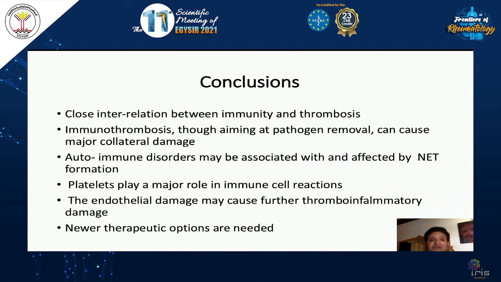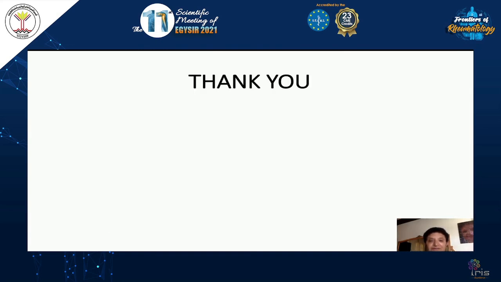So in conclusion, there is a close interrelation between immunity and thrombosis. Immunothrombosis, through aiming at pathogen removal, can cause major collateral damage. Autoimmune disorders may be associated with and affected by NET inflammation. Platelets play a major role in immune cell reactions. The endothelial damage may cause further thromboinflammatory damage, and newer therapeutic options are needed.